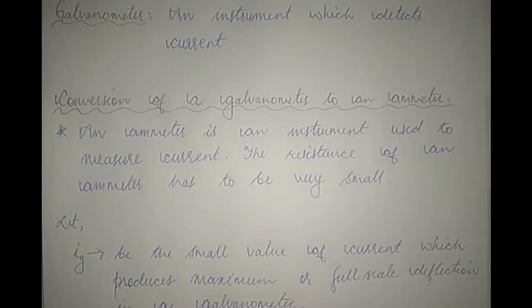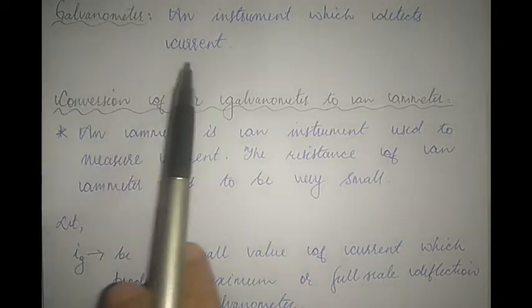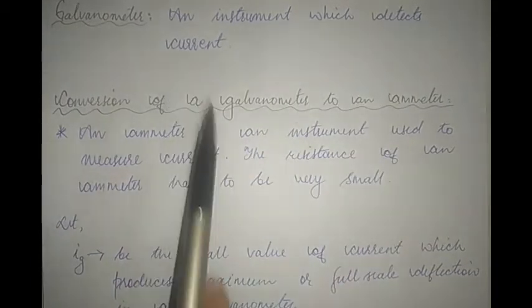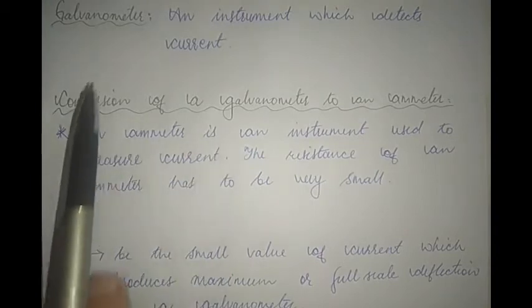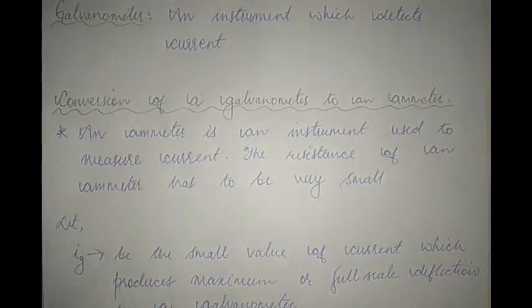In this video, class 12, we are going to look at galvanometers, and we are also going to see how to convert a galvanometer into an ammeter and how to convert a galvanometer into a voltmeter. Now we know that a galvanometer is an instrument that detects current, or you can also say it is an instrument which measures very small values of current.